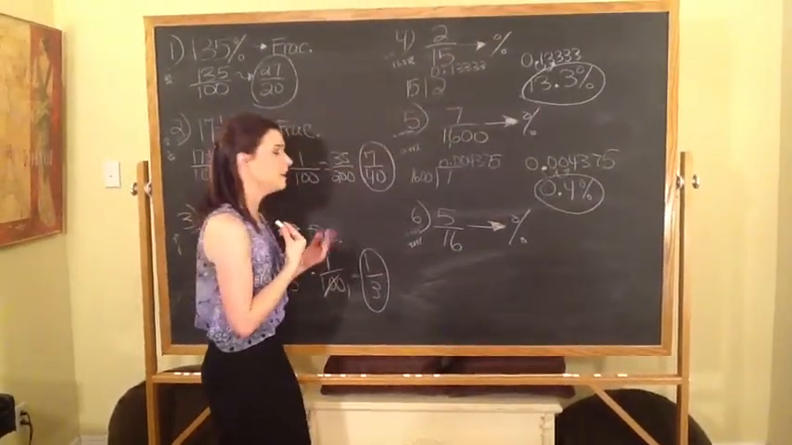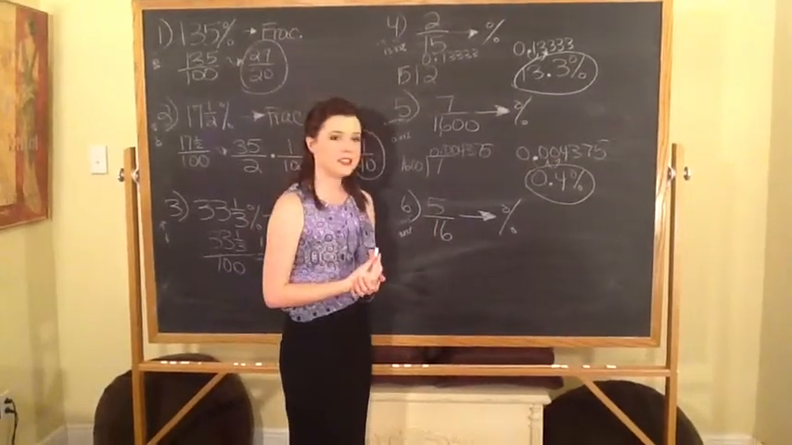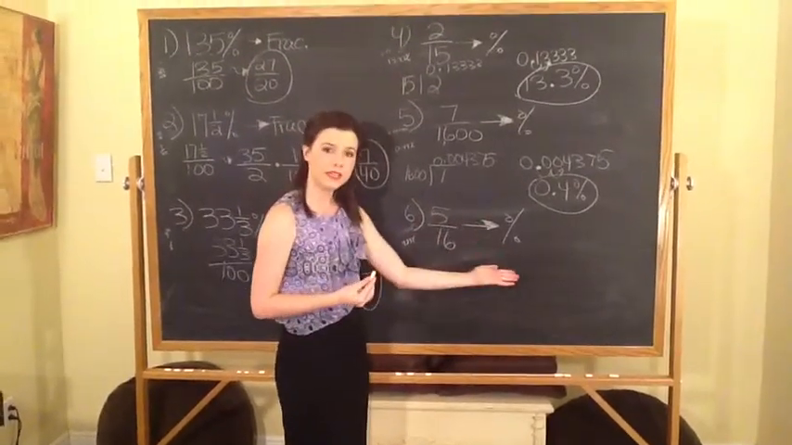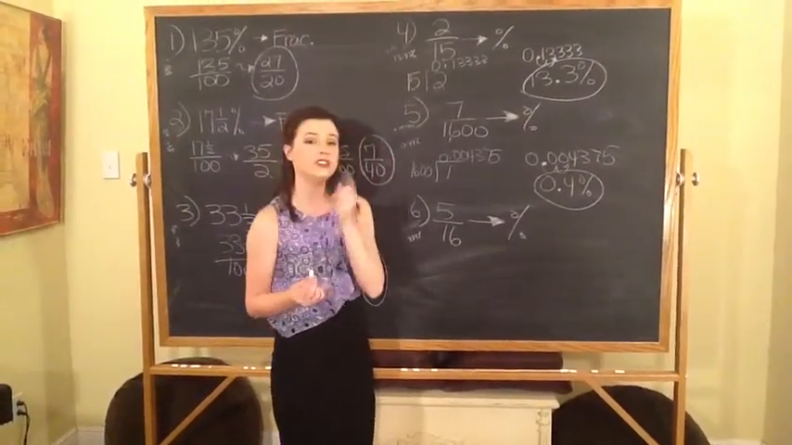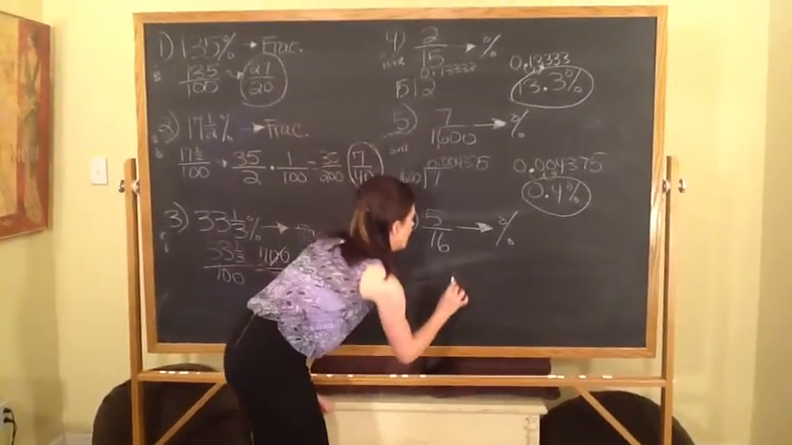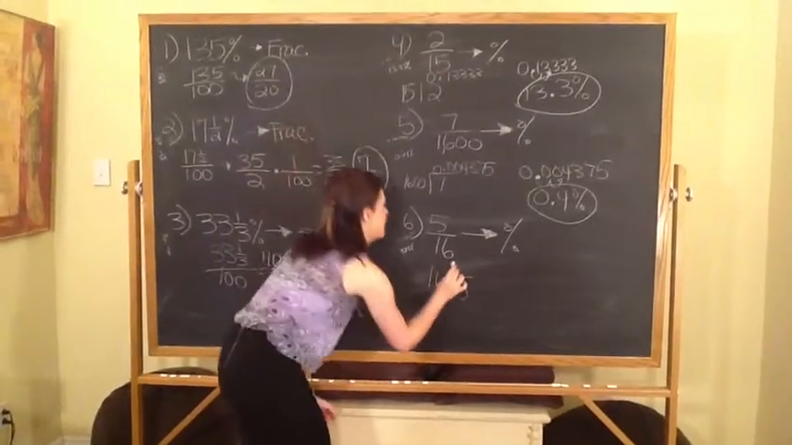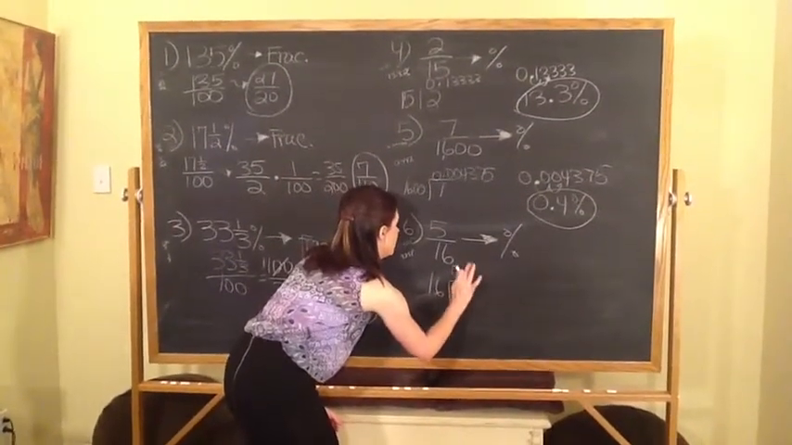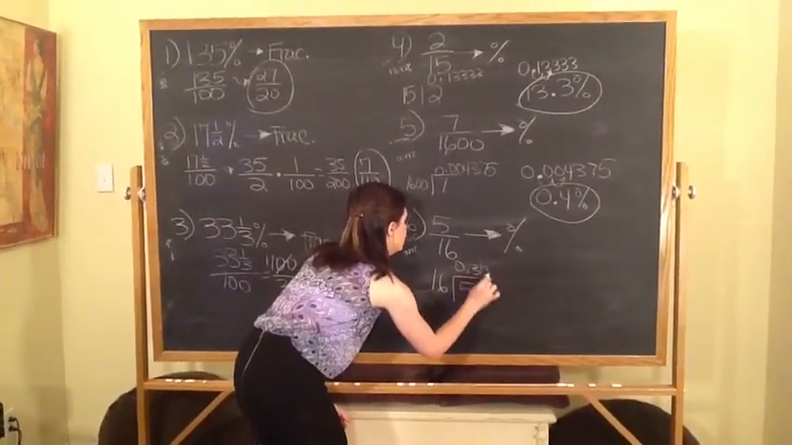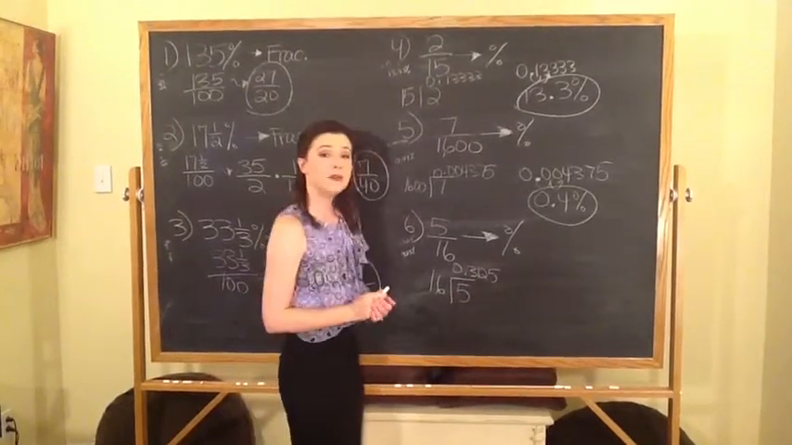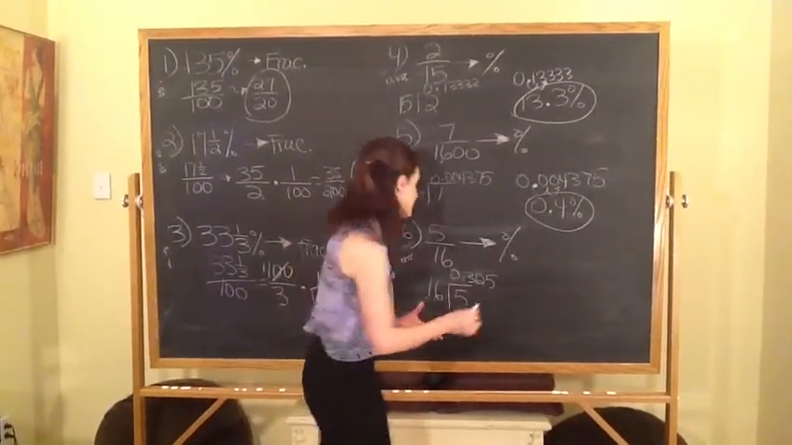Alright, let's go ahead and look at our last problem. We have 5/16, and we're going to change that to a percent. So in order to do that, I'm going to first change it to a decimal. So I'm going to do 5 divided by 16. So as soon as I do that, I'm going to get 0.3125. Alright, and we're going to take that decimal and change it to a percent.